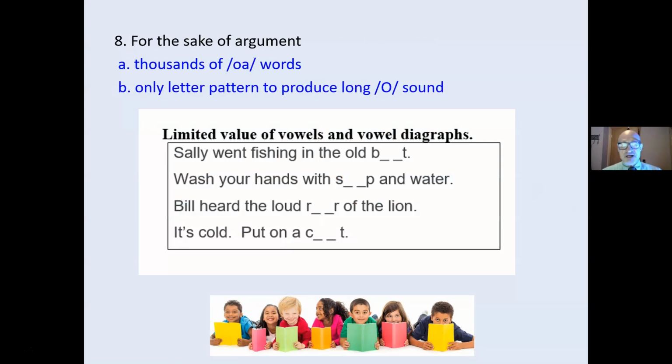However, for the sake of argument, and I know people are going to disagree and say I'm a crazy old bald man, that's okay, let us assume that there were thousands upon thousands of OA words, and this was the only letter pattern in the English language to make the long O sound. It would still be of limited value. Because look at those sentences there. We can still create meaning with these. We still know what the word is, even though the very, very, very important OA letter pattern has been eliminated.